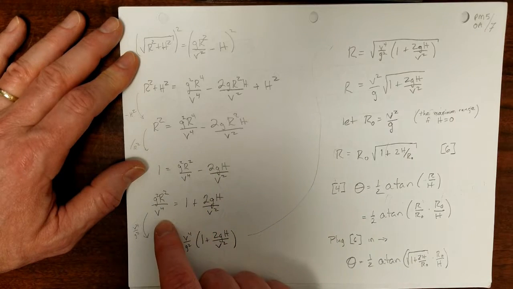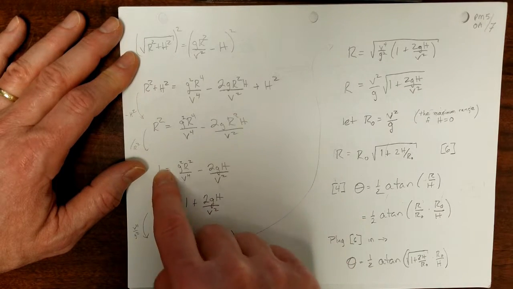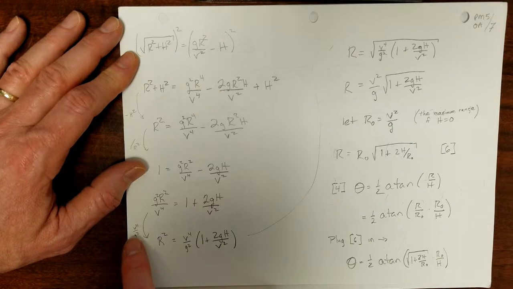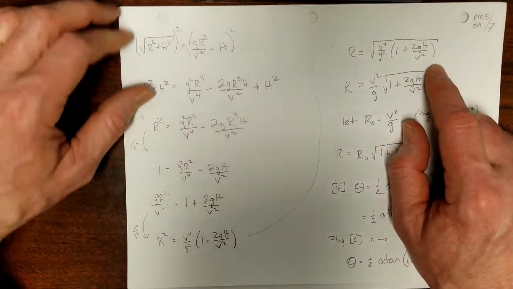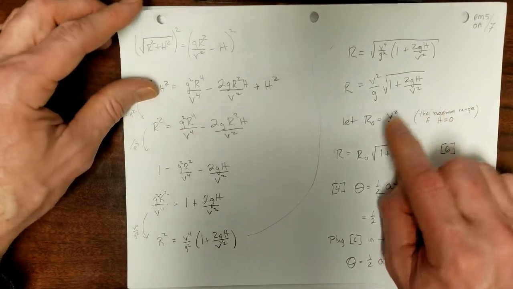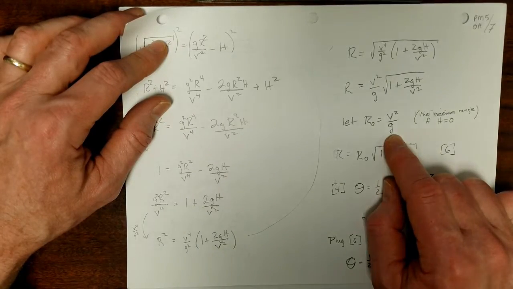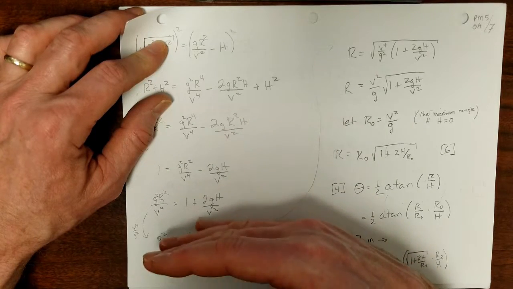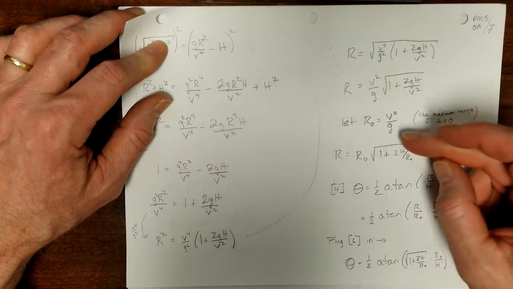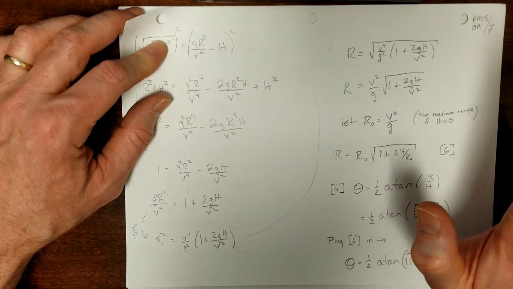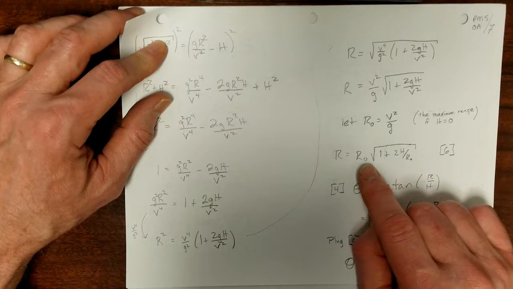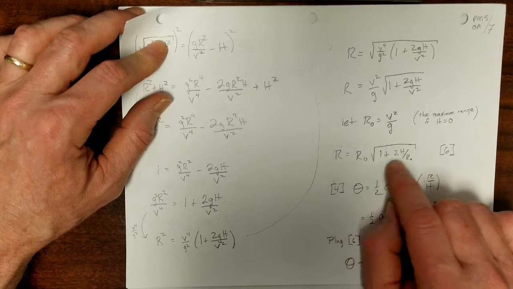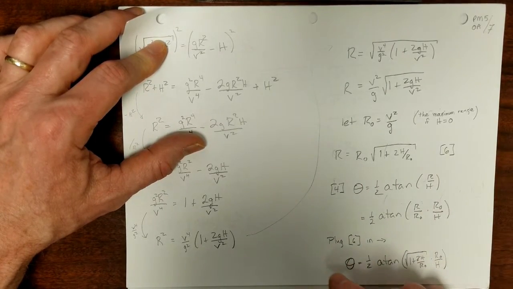Just changing the order around, so adding that to both sides and then just flipping the order in which I write it. Multiplying both sides by v to the 4th over g squared. Taking the square root of both sides. Now I'm going to let r sub naught be v squared over g. That is how far an object will go if it returns back to the same level. That's sort of the maximum distance if you shoot at a 45-degree angle with no air resistance. And so r is equal to r sub naught times that.